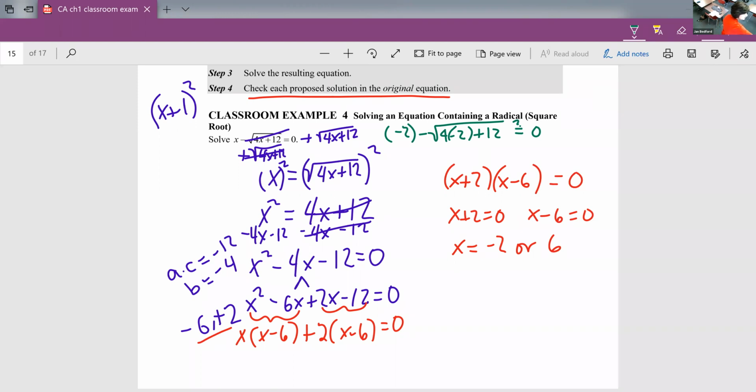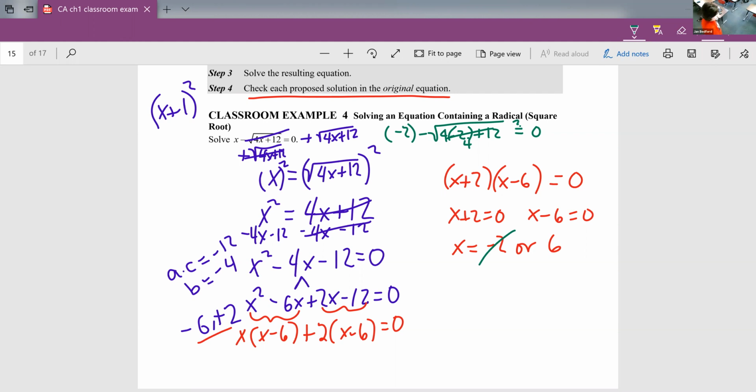If I do 4 times -2, that's -8. And -8 plus 12 is what? All right, so I got a 4 under the square root sign. So this is saying -2 minus the square root of 4, which is 2. -2 minus 2. Does that equal 0? No. It doesn't. It equals -4.